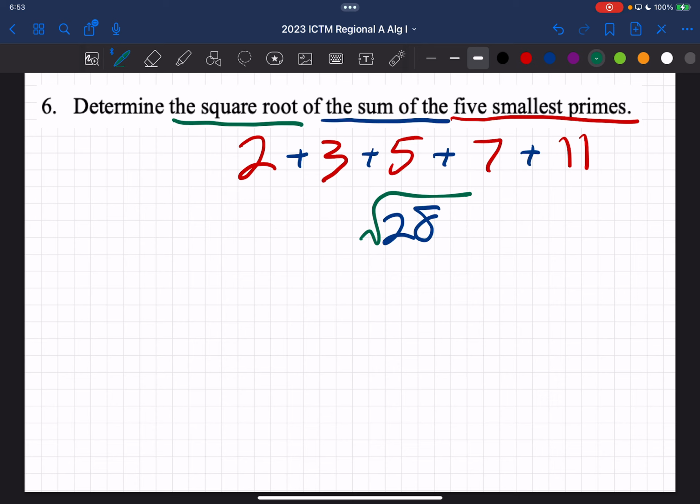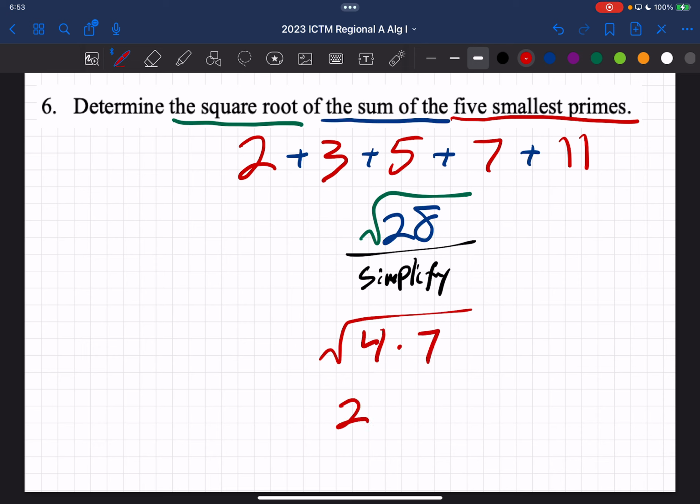Now notice the problem doesn't say anything about decimals. And when it doesn't say anything about decimals, we have to have exact simplified form. So kind of like number 2, we need to simplify this square root. So what we can do is we can break up 28 into 4 times 7. Square root of 4 is 2, leaving the 7 behind. So there is our simplified square root.